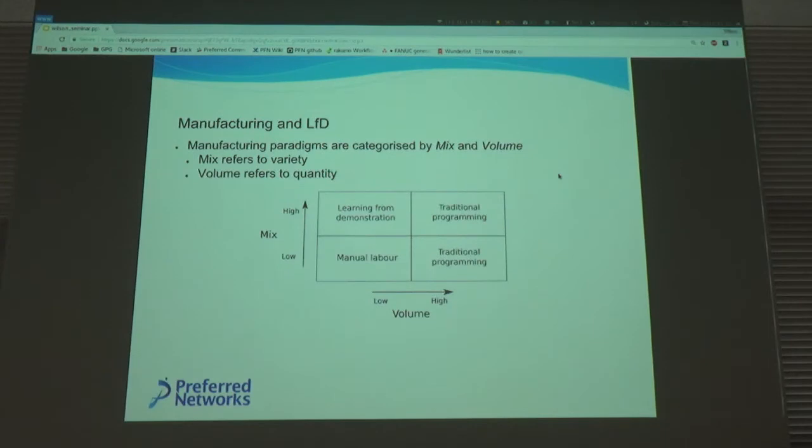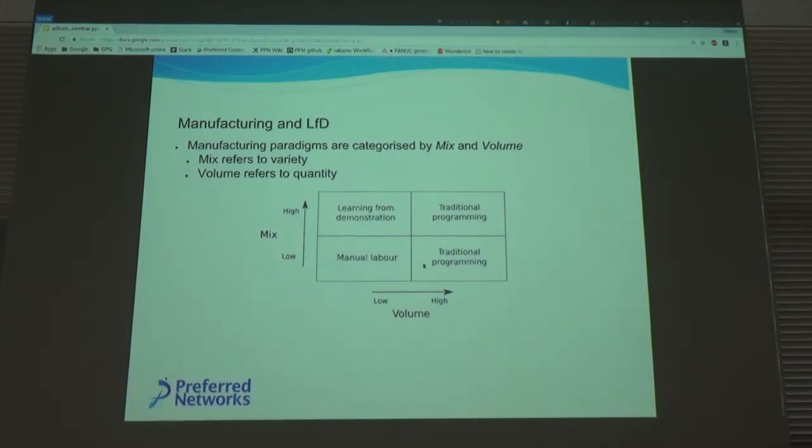So what is this high mix, low volume exactly? Well, manufacturing paradigms can usually be categorized by mix and volume, where mix refers to variety and volume refers to quantity. So typically we are at the bottom right corner here in the low mix, high volume segment, which is the typical mass manufacturing scenario. So again, a lot of the same things, so variety is low and volume is high, for which, like I mentioned, we use traditional programming now.